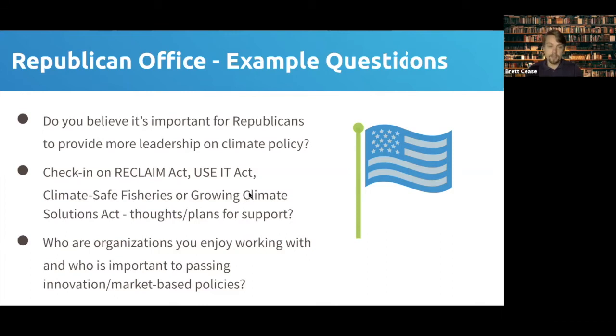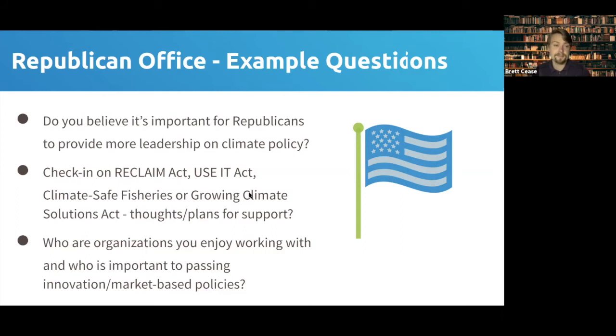All of these are bipartisan, and really asking the office, do you have any thoughts or plan to support any of these bills? And how are you working to follow up to protect the environment? Lastly, they also recommend for Republican offices just really centering on our work with groups to advance our priorities. CCL obviously expands the tent, working with environmental groups, local businesses, faith leaders, anything else relevant you find in your own district or community. And they recommend framing that by asking, who are organizations that you enjoy working with, and who do you think would be important to passing the kinds of innovation and market-based policies that Republicans can get behind?